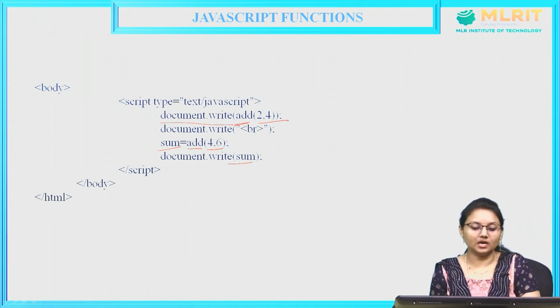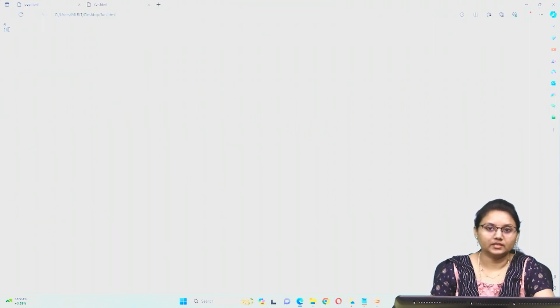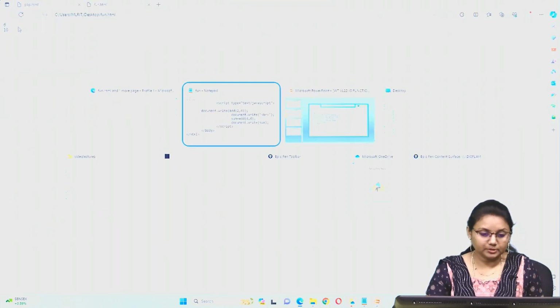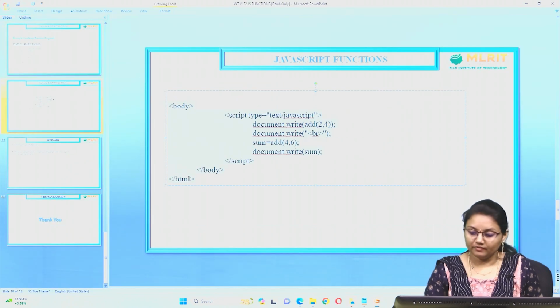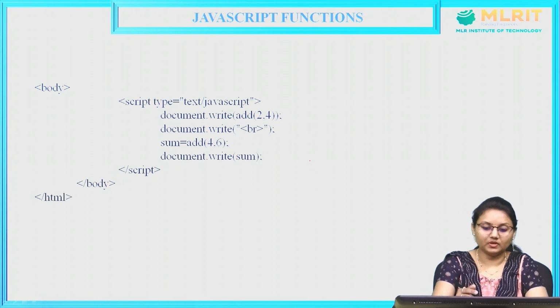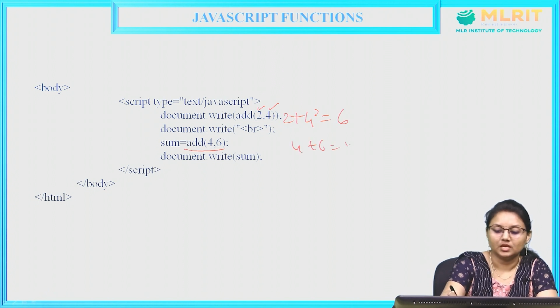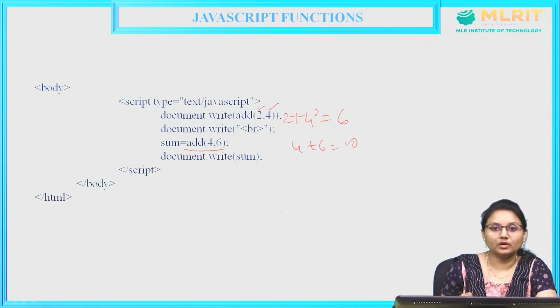So what will be the output for this? Here if you see, 6 and 10 both you are getting. Why? Because in this program, the two parameters that we are passing are 2 and 4, which is 2 plus 4 equals 6, and here also you are passing 4 plus 6. So this is 10.